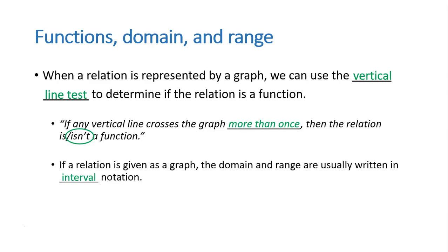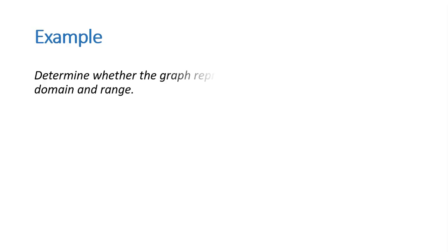And then if a relation is given as a graph, the domain and range are typically written in interval notation. Usually we can't just make a list of inputs and outputs because we have continuous pieces of our graph. In other words, we have infinitely many elements in the domain and range. So interval notation is a convenient way of expressing a situation where there are many things that we couldn't list out.